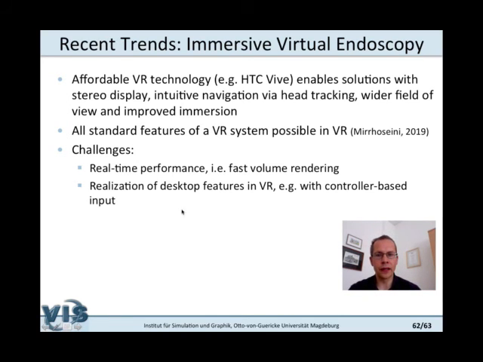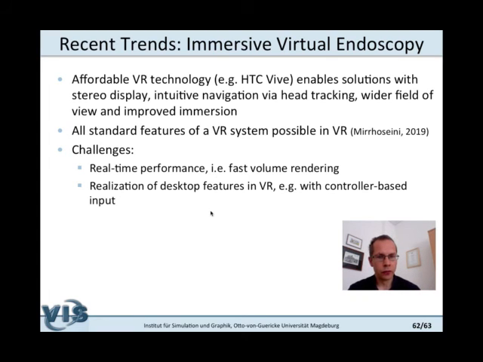We have seen that virtual endoscopy systems need a user interface where you can adjust transfer functions, rendering parameters, and other things. And these, I call them desktop features, where you have sliders, checkboxes, and interface controls like this, need to be realized, of course, also in VR. Somehow you must place them in the virtual environment so that they can be operated typically by means of a controller.